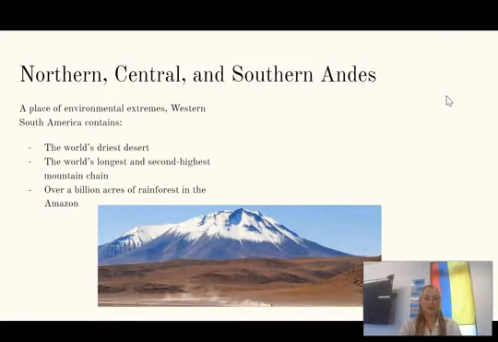So let's first talk about northern, central, and southern Andes. This is a place of environmental extremes. Western South America along this mountain range contains both the world's driest desert, the world's longest and second highest mountain chain, second only to the Himalaya, and over 1 billion acres of rainforest in the Amazon. So there's quite a bit of ecological diversity in this region.